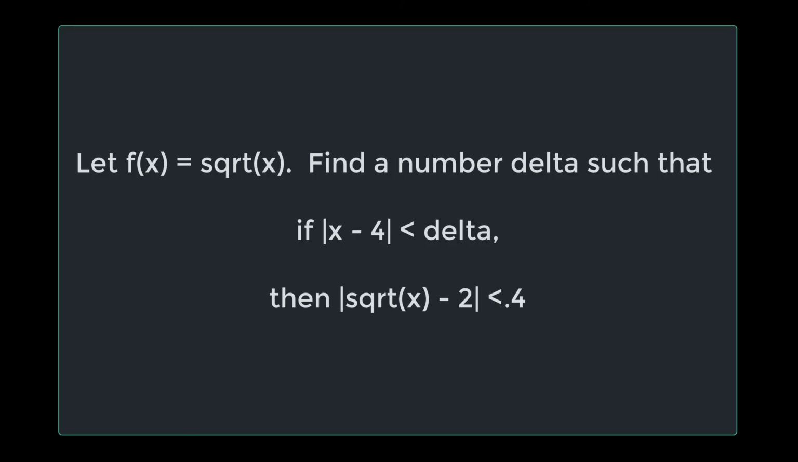The question we're working on today is, let f of x equal the square root of x. Find a number delta such that if the absolute value of x minus 4 is less than delta, then the absolute value of the square root of x minus 2 is less than 0.4.